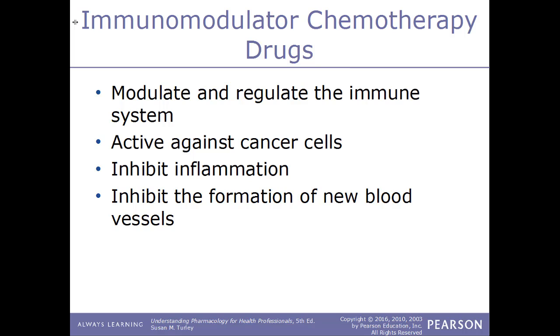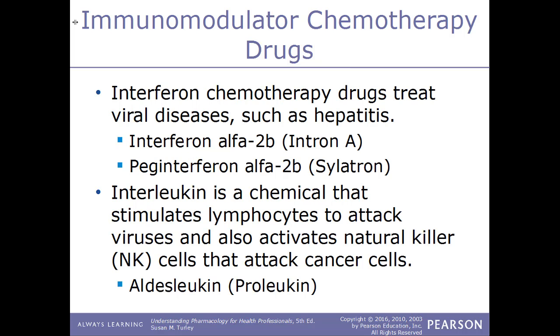Another type of chemotherapy drug, immunomodulator drugs. These will modulate and regulate the immune system, and these are active against cancer cells. The way they act is they will inhibit inflammation, and they will also inhibit the formation of new blood vessels. An example of an immunomodulator chemotherapy drug are interferon chemotherapy drugs.